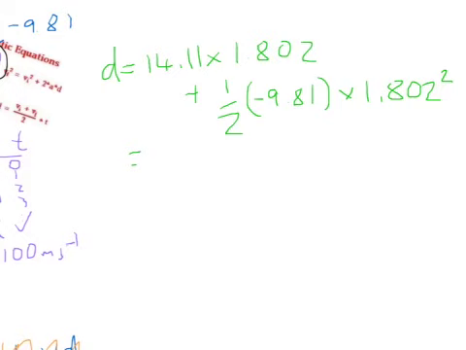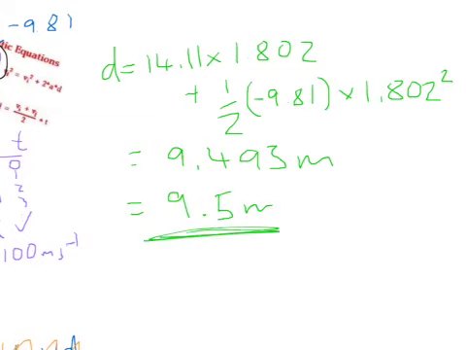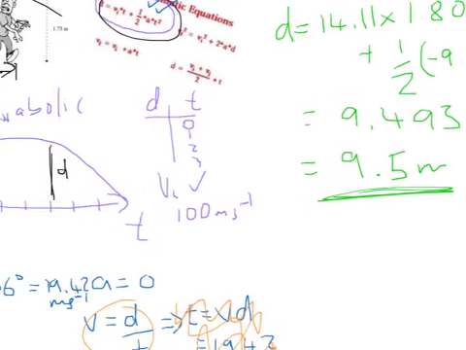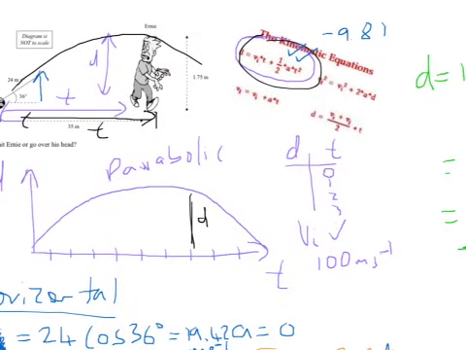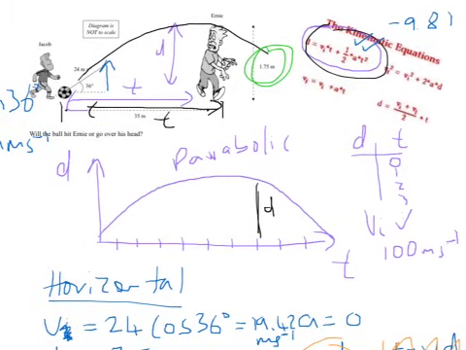And that gives us a distance of 9.493 meters. So rounding that to two significant figures as with the original data, 9.5 metres. 9.5 metres is clearly higher than 1.75 metres, so we can say quite confidently that will the ball go over Ernie's head? Yes. There we go, and that's the question completed.